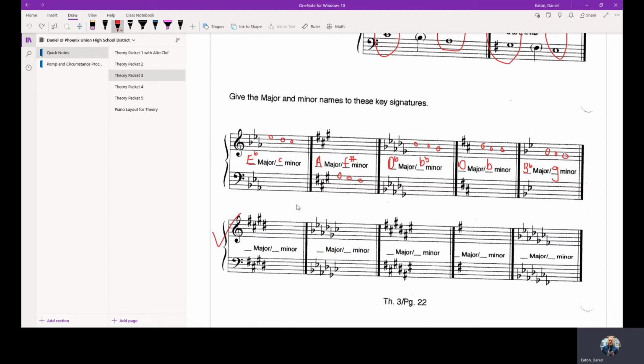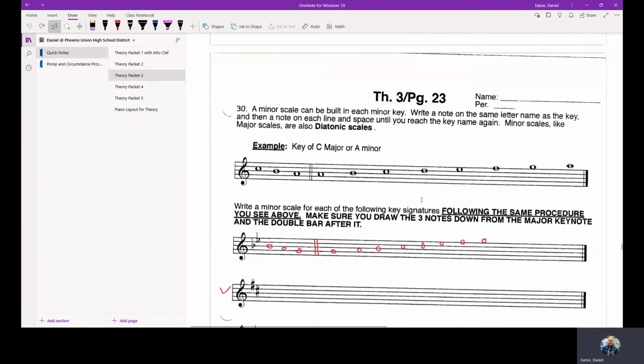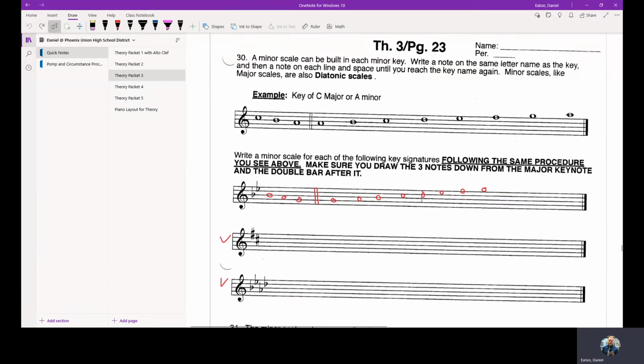Let's do one that's over here. Let's do this one. Okay, so 6 flats. That's G flat major. I'm going to go down. Let's do it up here so it's a little bit more obvious. G flat, F, E flat. So that is E flat. Kind of an interesting looking E, but yeah, E flat minor. That's how you figure that out. It's literally just going down a third. Piece of cake.